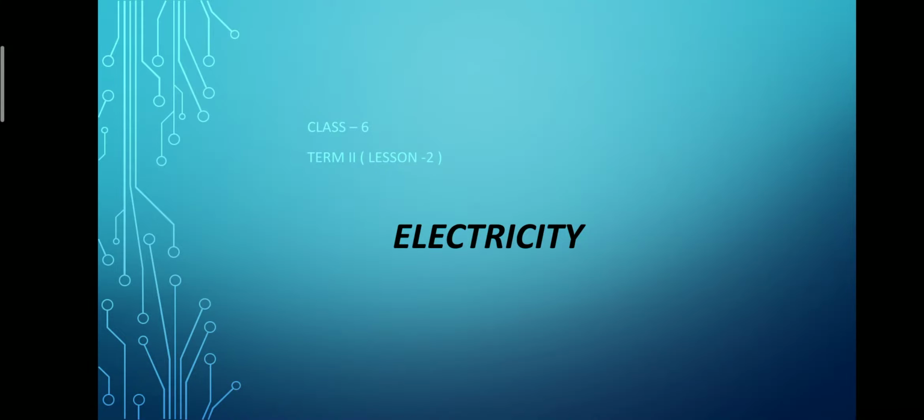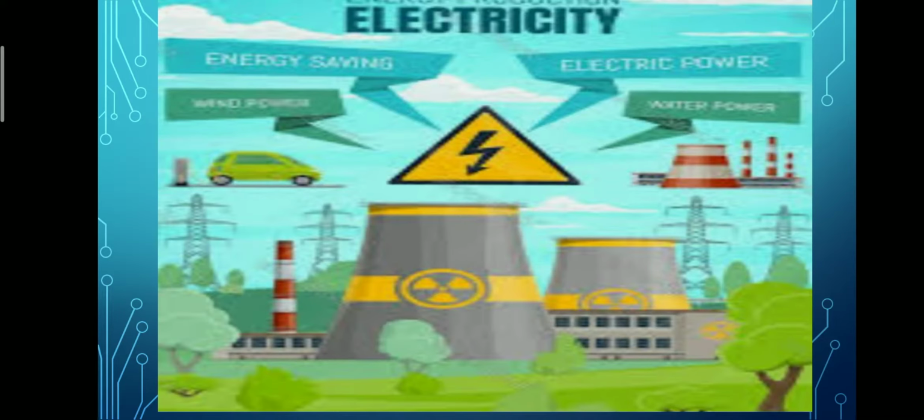In this video, we are going to see a lesson on electricity for grade 6. In our olden days, we know that we didn't have electricity, and our grandparents and great-grandparents used oil lamps and candles at night, and they used wood to burn and keep themselves warm.